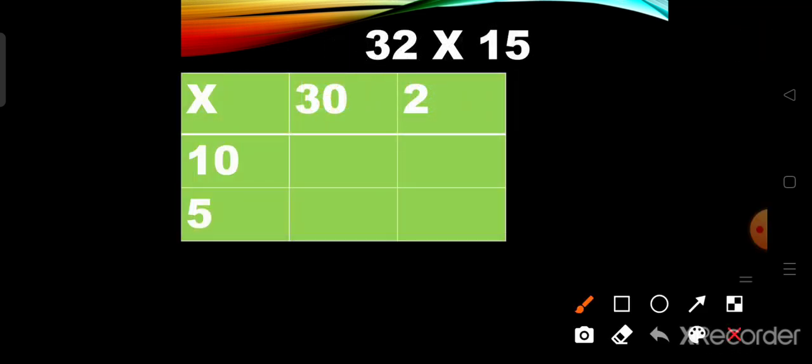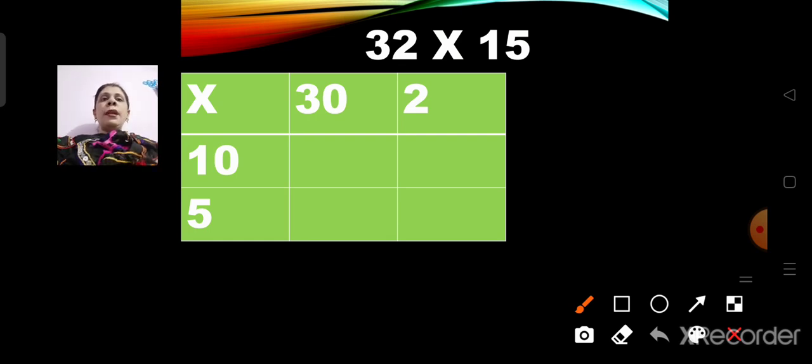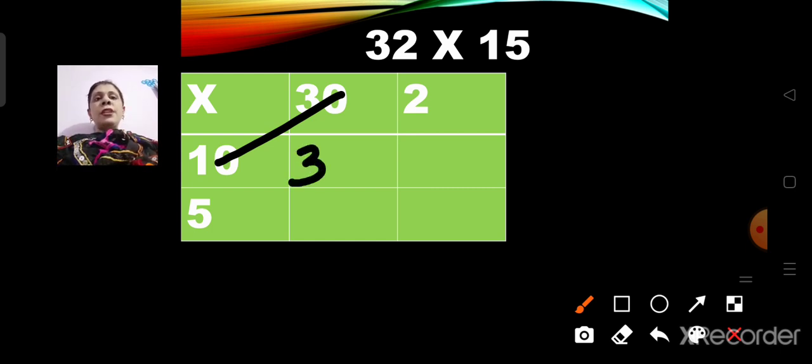32 multiplied by 15. Now children, here also you can see I have split this into 30 and 2, expanded from 30 and 2, and then 15 into 10 and 5. Now we will multiply. First we are going to multiply 30 tens. Now I don't know the 30 table, so first I will multiply 3 1s. So 3 1s will be 3, and I have 1 0 in 30 and 1 0 I have in 10. So I will write both the 0s here.